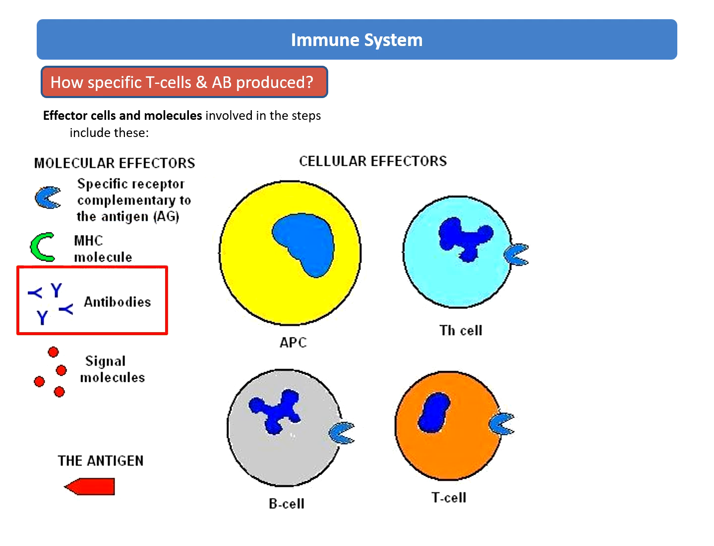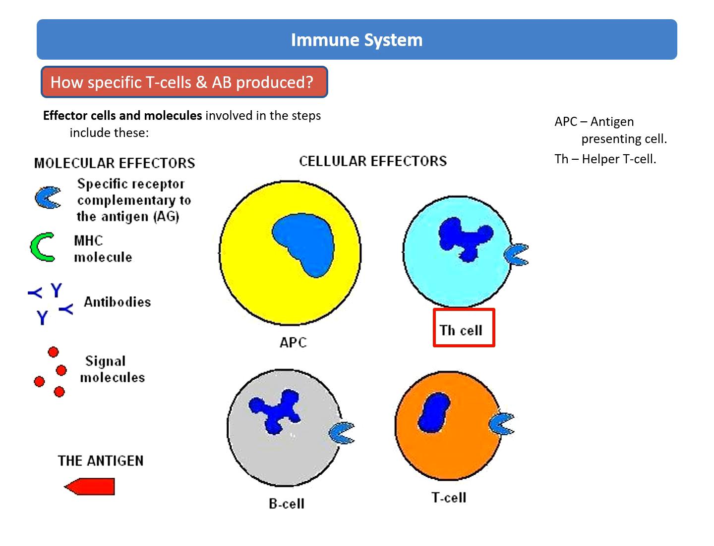Antibodies will be illustrated by the Y, and signal molecules. The antigen will be shown as the heavy red arrow. Cellular effectors include antigen-presenting cells, APC, and helper T cells. They also include the B cells and the T cells.